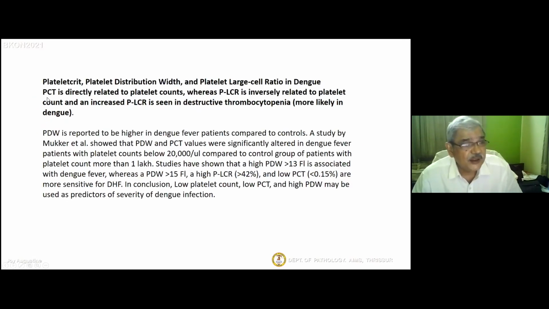Now, if you see plateletcrit, platelet distribution width, and platelet large cell ratio in dengue, PCT is directly related to platelet counts, whereas PLCR is inversely related to platelet count, and an increased PLCR is seen in destructive thrombocytopenia. So in a situation where dengue is endemic, this can be considered to be a marker of dengue. And this is a study substantiating this same thing.